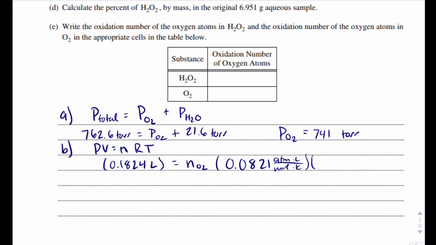When I add 273 to the degrees Celsius, I get 296.4 Kelvin. And so I'm just going to save some space here, and I'm going to say there's 760 torr for every 1 atm. And what this does for me is I get 0.975 atm.